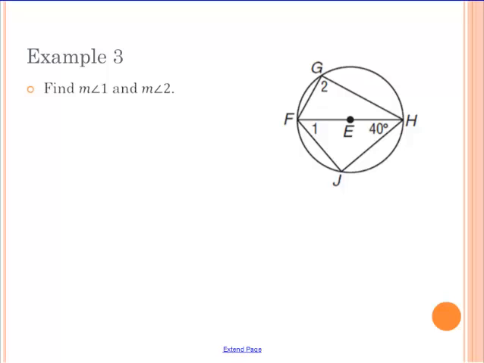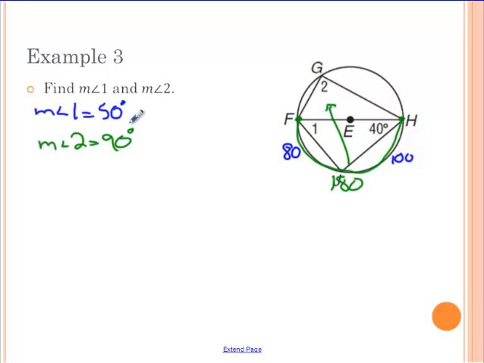Example 3. Two things I need to find, angle 1 and angle 2. Angle 1 is much easier to find since this is 40, over here's 80, and since this is a 180-degree semicircle, since that's 80, this is 100, and half of 100 means that the measure of angle 1 is 50 degrees. Now, for angle 2, the entire bottom arc matching the endpoints of angle 2 is 180 degrees, and we divide by 2 to get the measure of angle 2 is 90 degrees.